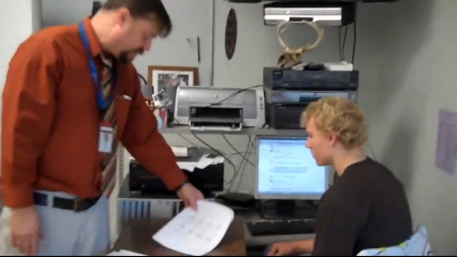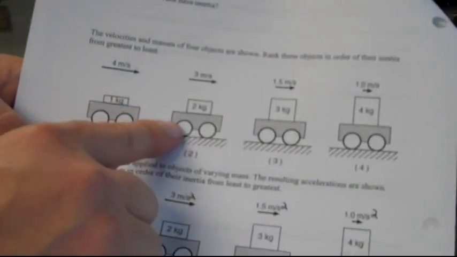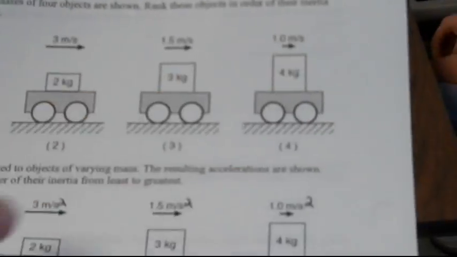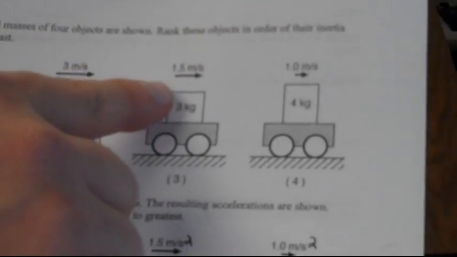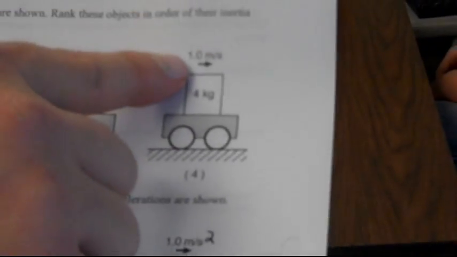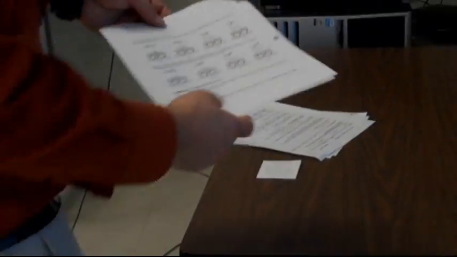And then we have a velocity here, the velocity of our cars. We have 1 kilogram, 2 kilogram, 3 kilogram, 4 kilogram. We have 4 meters per second for the 1 kilogram, 3 meters per second for the 2, 1.5 meters per second for the 3, and 1 meter per second for the 4 kilogram. Which one has the greatest inertia? Why? Because it has the greatest mass. So speed really has nothing to do with inertia. Inertia is based solely upon the direct relationship to how much mass. The object with the greatest mass has the greatest inertia.